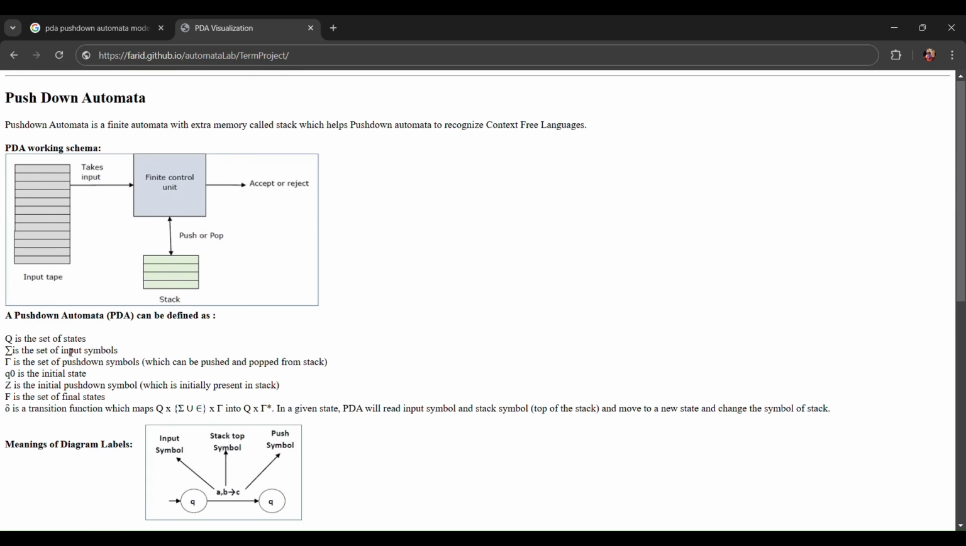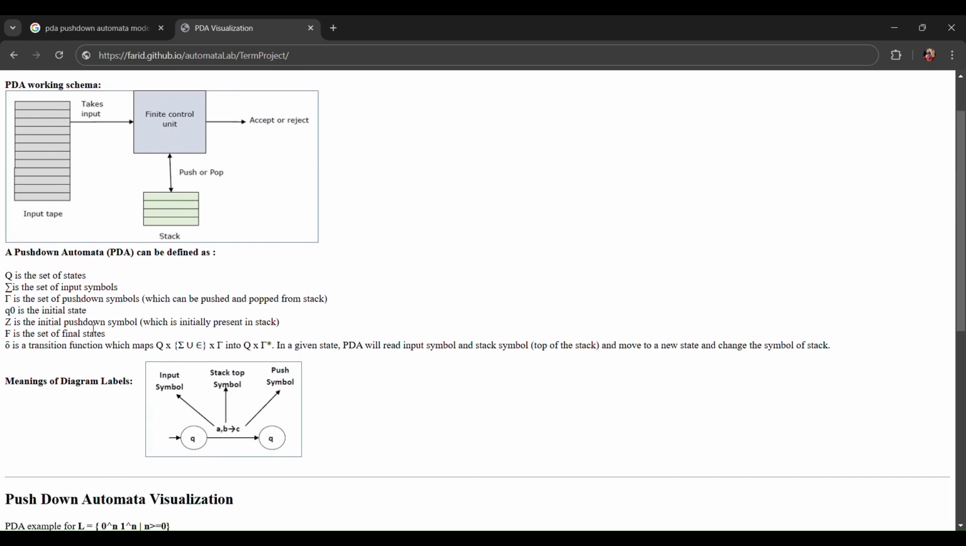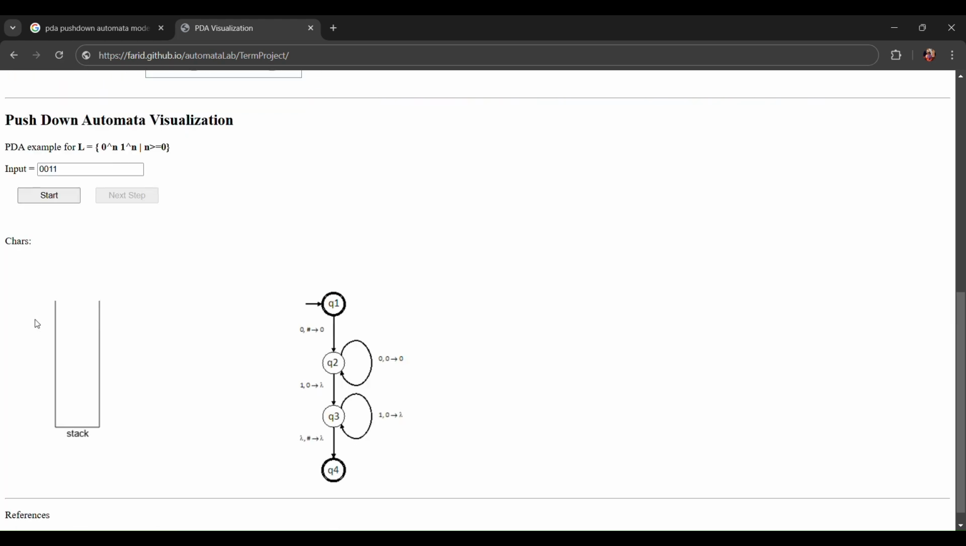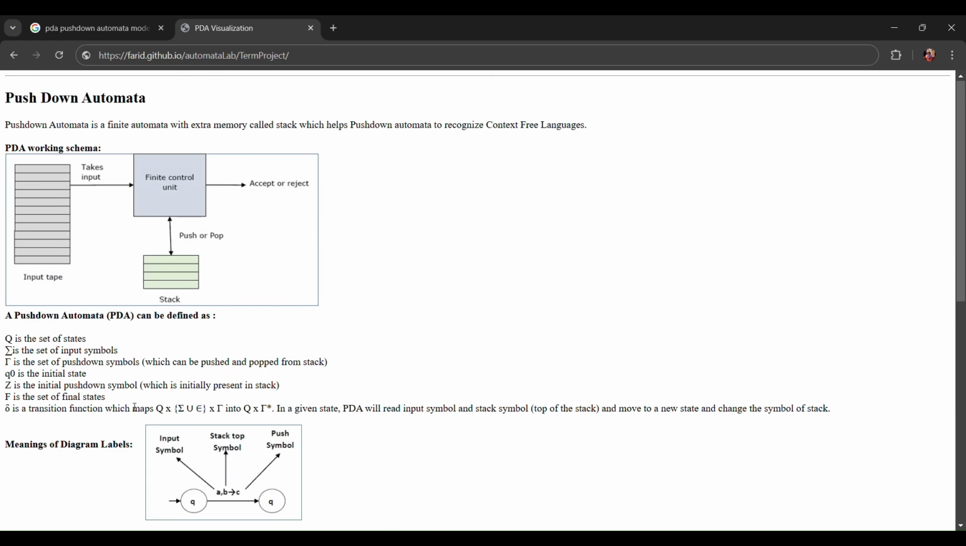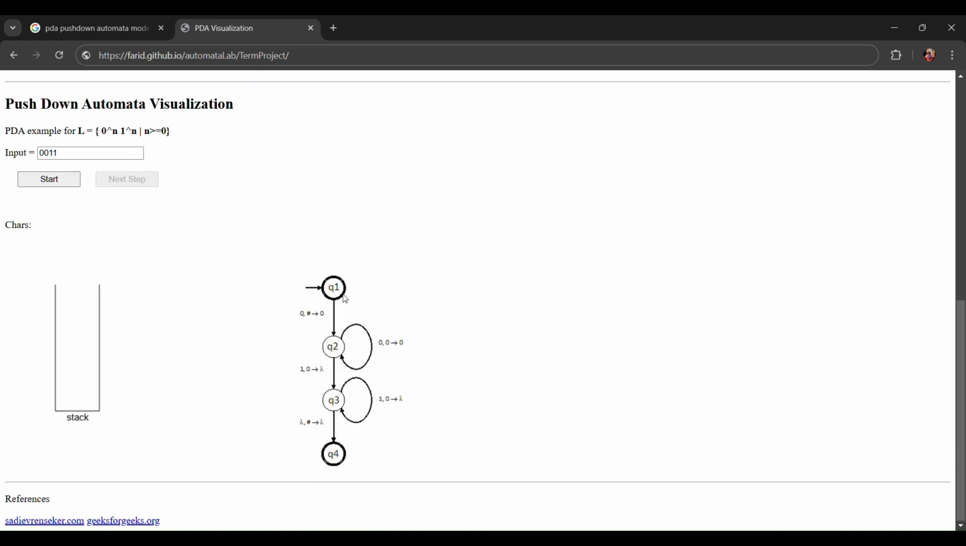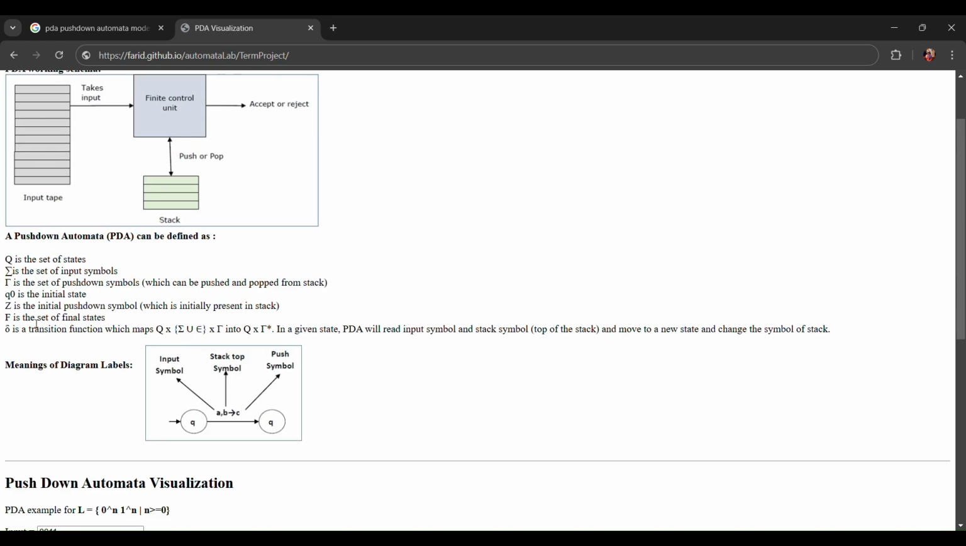After this we have gamma, the set of symbols which can be pushed and popped from the stack. This is nothing but again our zeros and ones, because only 0 and 1 can be pushed onto the stack. So these will form the set of pushdown symbols, and Q0 is the initial state. In our context it's Q1. Z is the initial pushdown symbol.